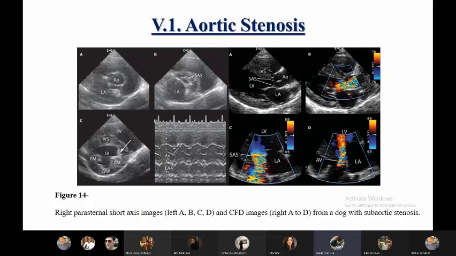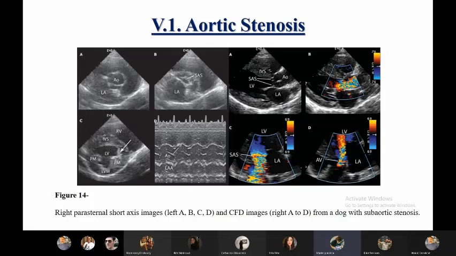In D, the M mode through the aortic root shows that the aortic valve leaflet is partially separating in early systole, so it isn't a full separation due to the stenosis right under the valves, the leaflets, so it only quickly returns to its closed position.